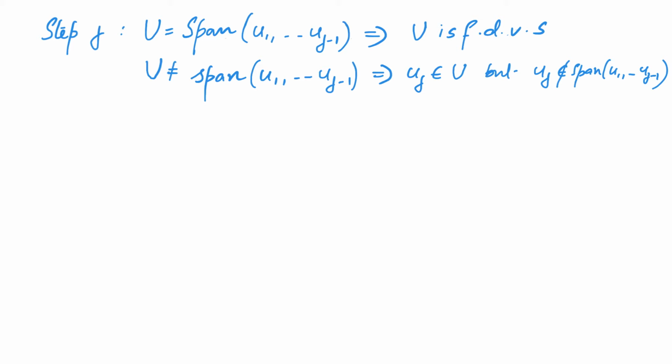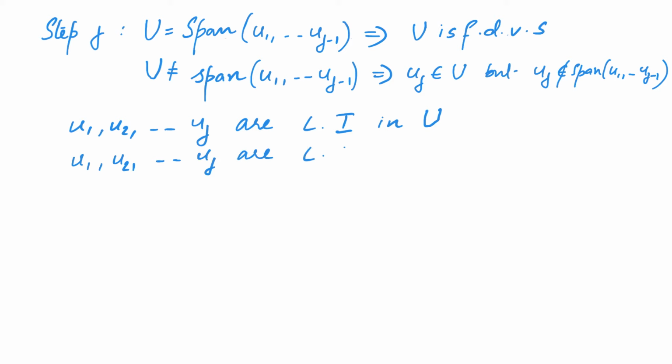Because uj does not belong to the span of u1 to u(j-1), you can notice that the vectors u1, u2, etc. up to uj are linearly independent, from the linear dependence lemma. And here we are saying they are linearly independent in U. But as soon as they are linearly independent in U, they are also linearly independent in V, because the condition for linear independence is the exact same in U and V.